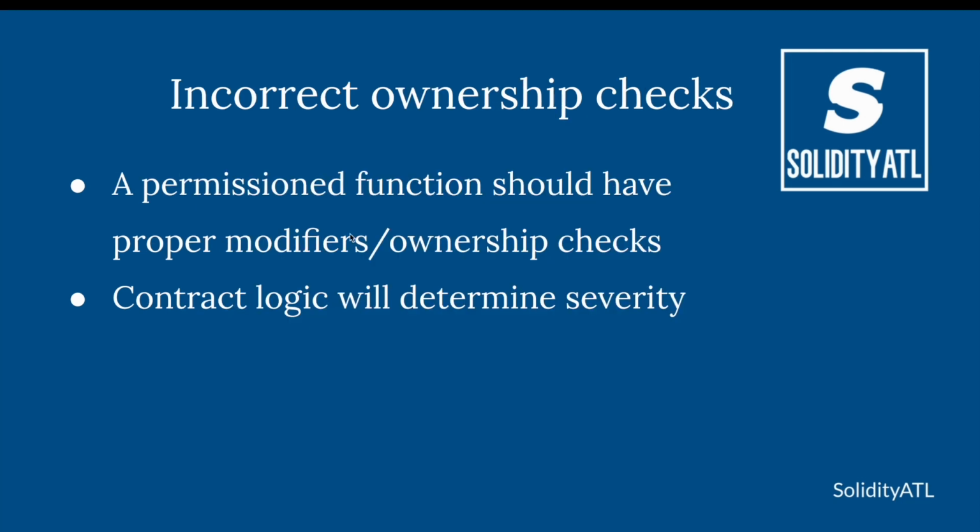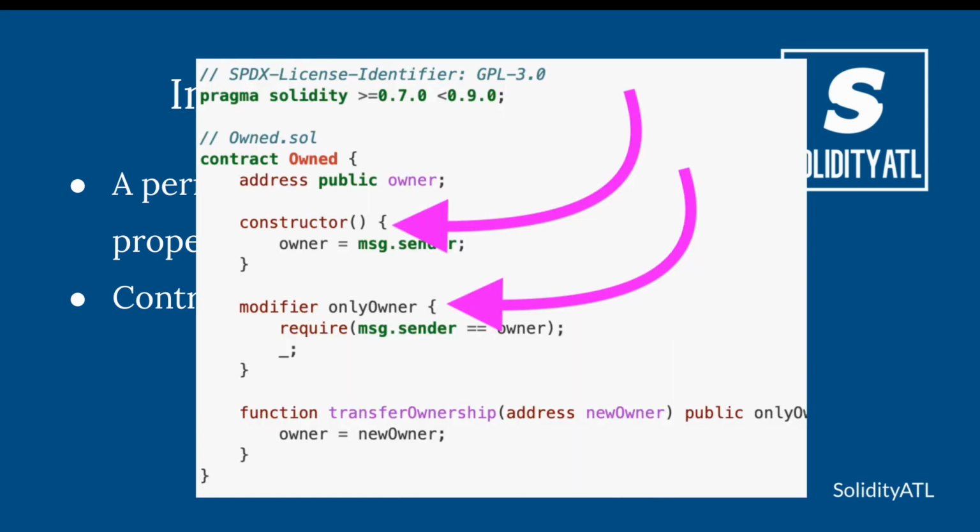We're going to look at incorrect ownership checks. So this still falls under the access control category, but this is just a way to find one of these access control bugs. So a permission function should have proper modifiers or ownership checks. If it doesn't, this is a great way for you to tell if there is a vulnerability. So let's take a look at this example.